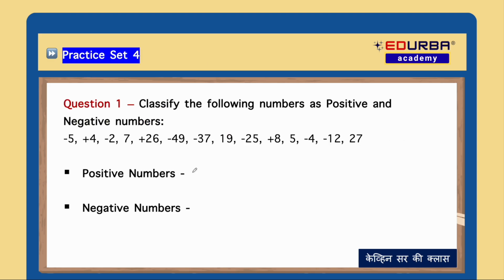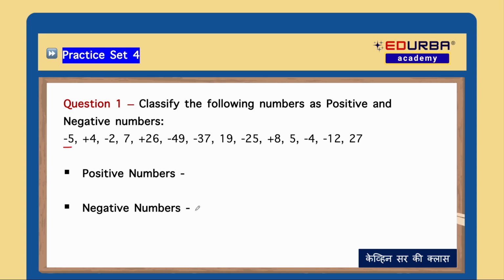Now let's solve practice set number 4. The first question is, classify the following numbers as positive and negative numbers. Negative numbers are very easy to understand. Whenever we see a minus sign in front of a number, it is always a negative number, whereas a positive number can have a plus sign in front of it. Sometimes we don't show the plus sign. So if you don't have any sign in front of the number, we can still assume that it is a positive number. So let's put all these numbers into positive and negative.